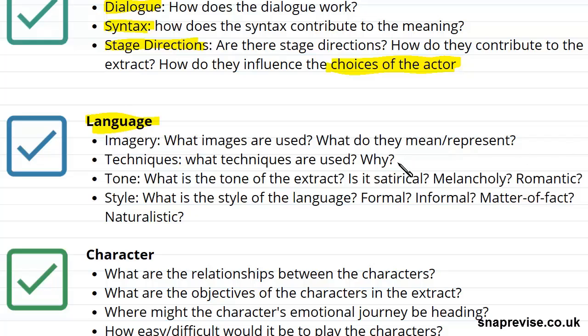Then we look at language. What images are used? What do they mean or represent? What techniques are used and why? What is the tone of the extract? And what is the style of the language? Is it formal, informal, matter-of-fact, naturalistic?